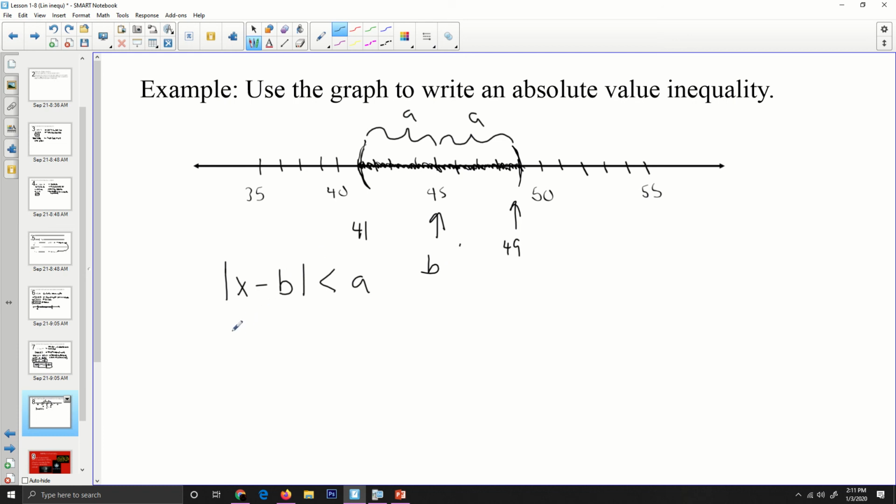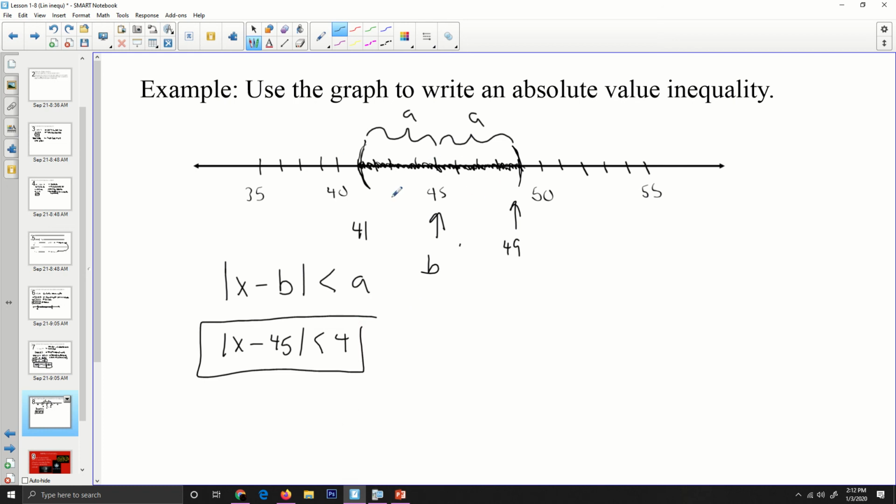And so we can finish this off by saying x minus that center value, which is 45, and the distance, either way, 1, 2, 3, 4, or 1, 2, 3, 4, is going to be less than 4 units long. And that is how I'm going to set that up.